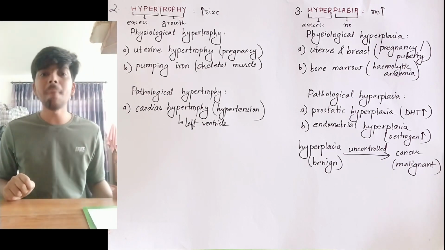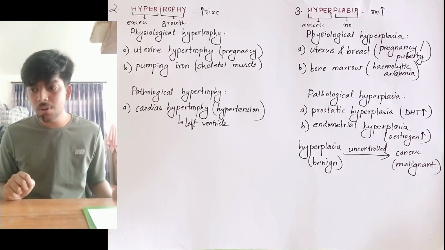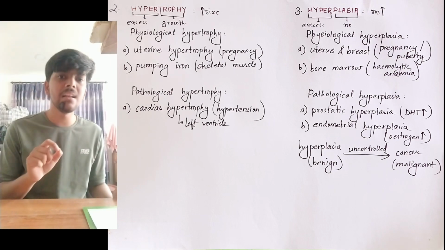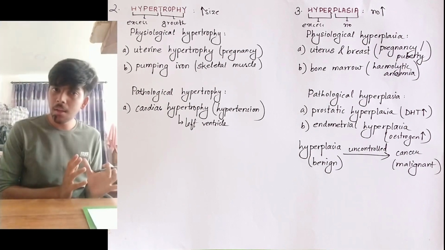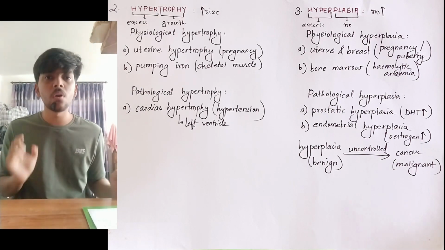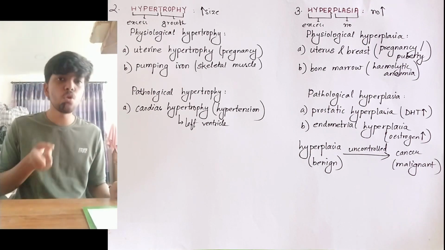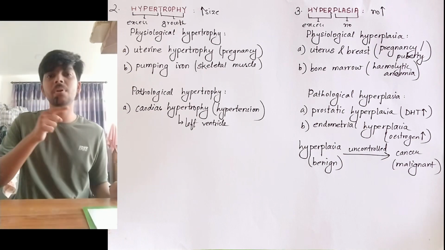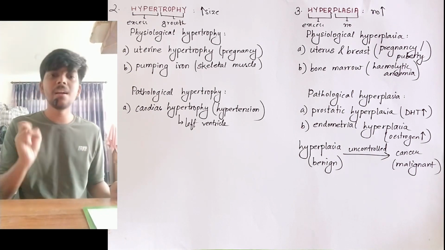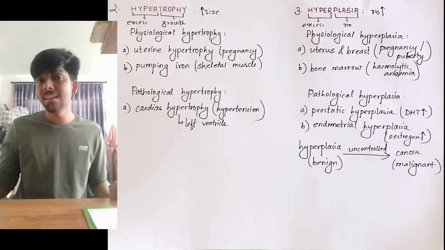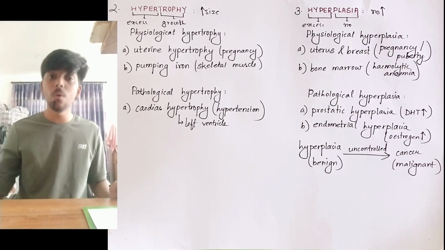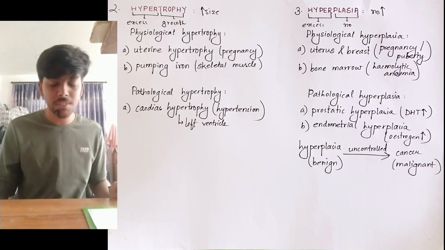Second, bone marrow hyperplasia. First, let's understand how exactly are red blood cells formed in our body. So there's your kidney. The kidney produces a hormone called erythropoietin. The erythropoietin has its receptors in the red bone marrow. In the red bone marrow, erythropoietin brings about erythropoiesis, which increases the number of red blood cells or brings about the formation of red blood cells.